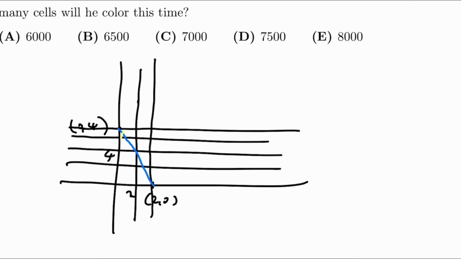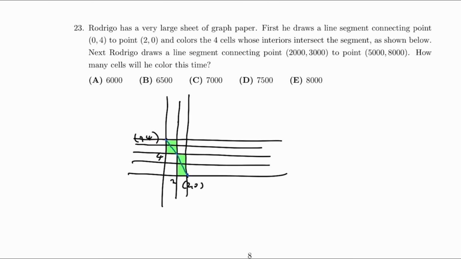Let me just get a more legible color. These 4 cells, even though I have not drawn them to scale, you can get the idea, whose interiors intersect the segment as shown below. Next, Rodrigo draws a line segment connecting point 2,000, 3,000 to the point 5,000, 8,000. How many cells will he color this time?